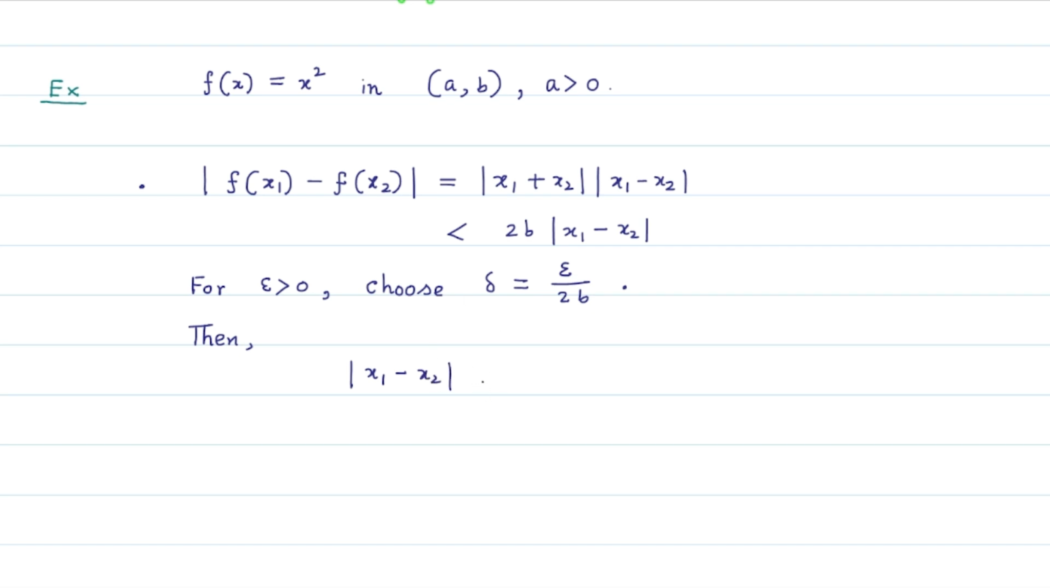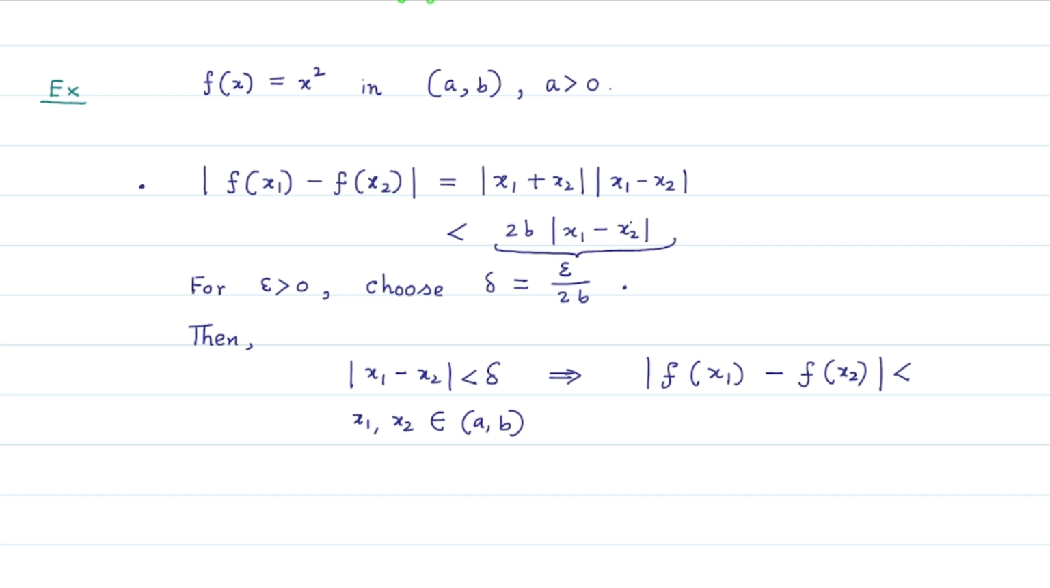modulus of x1 minus x2 less than delta and x1, x2 belonging to the open interval a to b, the absolute value of f(x1) minus f(x2) is less than 2b times modulus x1 minus x2. As modulus x1 minus x2 is less than delta and delta is epsilon by 2b, we get 2b times epsilon by 2b, and ultimately this absolute difference is less than epsilon, and hence the function f is uniformly continuous on the interval a to b.